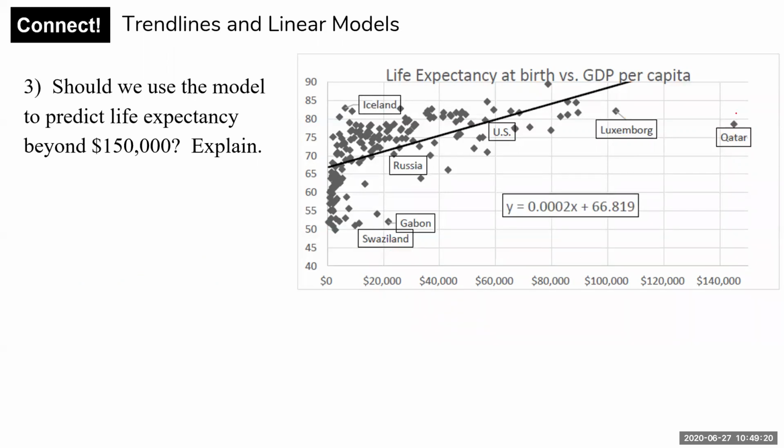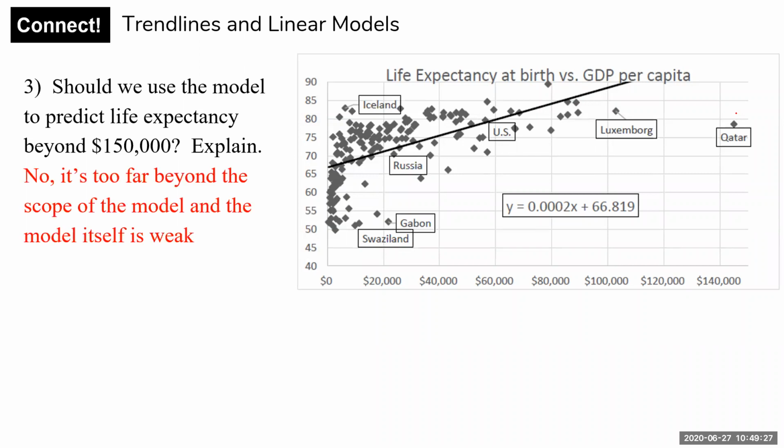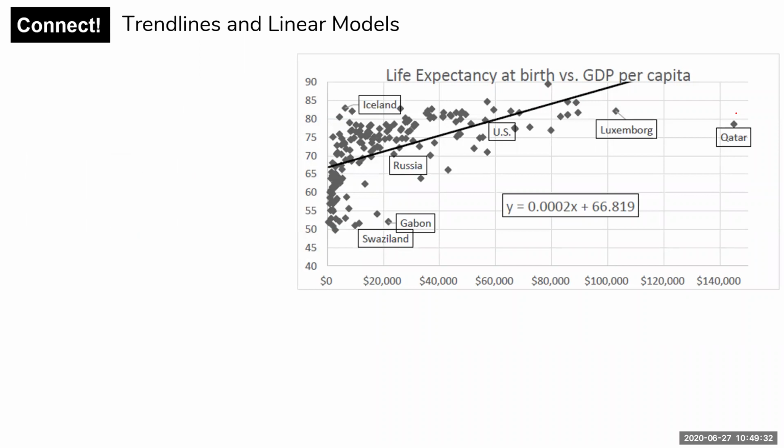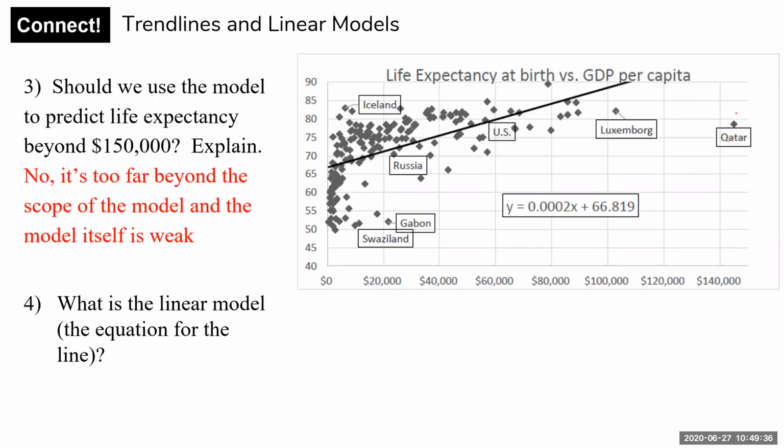Now, should we use the model to predict life expectancy beyond 150,000? Nope, because that is beyond the scope of the model, because the scope of the model was between 0 and 145,000. So it's not advisable to do that.